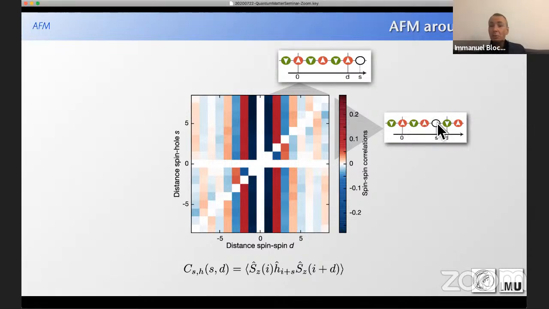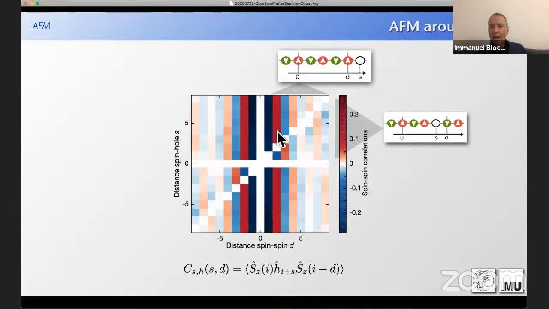And as I told you, that makes a big difference, because whenever there's a hole, the parity should be flipped. And this is actually shown in this experimental graph. So here's the distance between the two spins. Here's the position of the hole. Whenever s is smaller than d, the hole is between the two spins, and we get one type of antiferromagnetic order, let's say blue, red, blue, red, blue, red, blue, red.